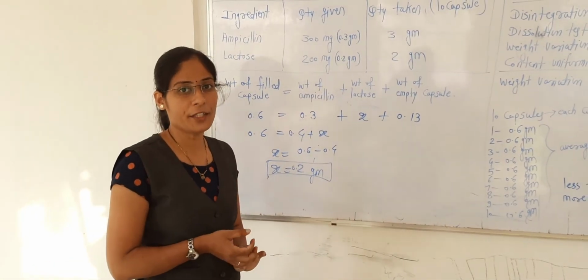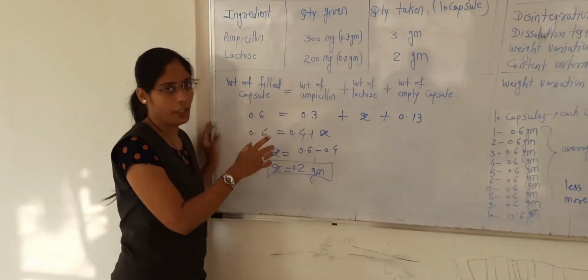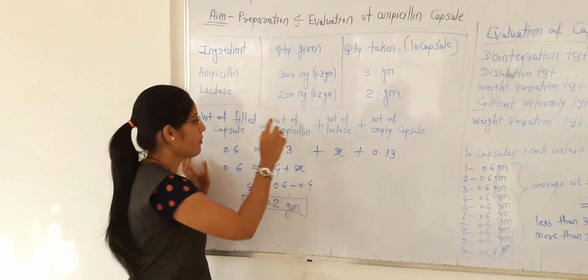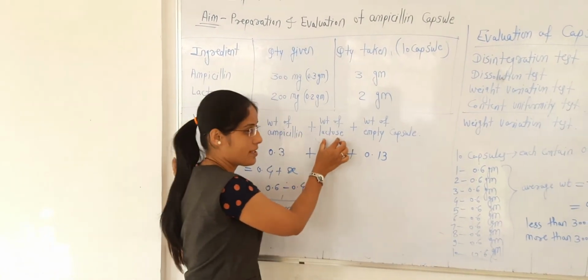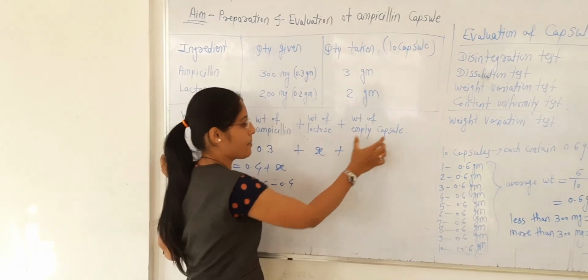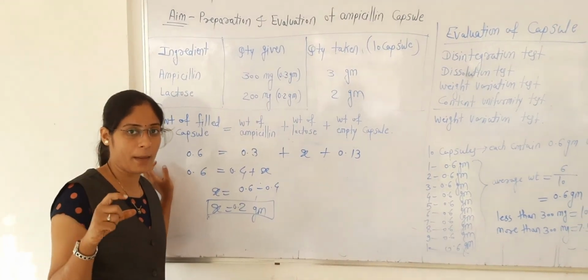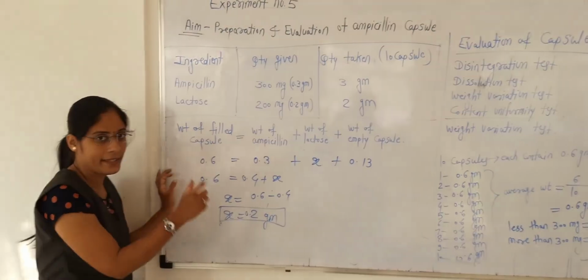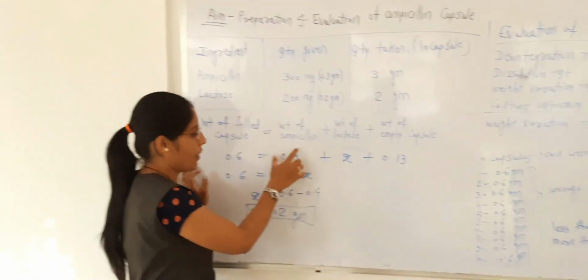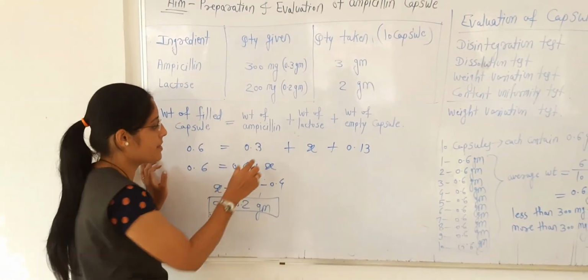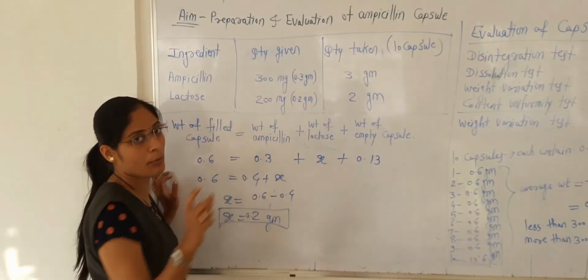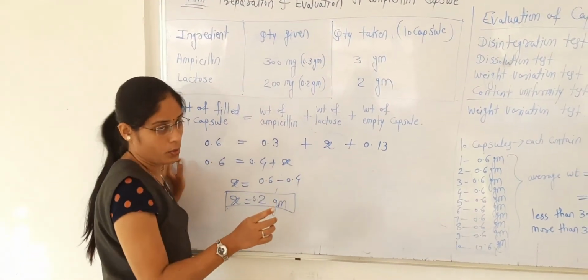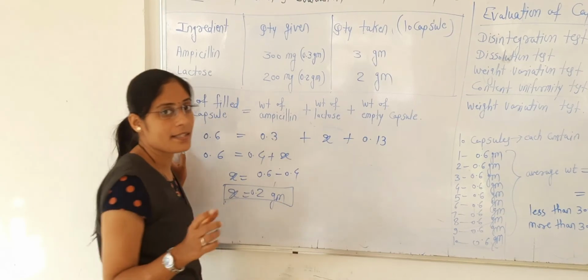After taking the weight of the filled capsule, we can use this formula. In this formula, one filled capsule contains ampicillin. Lactose is also present in that filled capsule, and the empty capsule is also present. Means in one filled capsule, ampicillin, lactose and empty capsule weight is present. So the weight of the filled capsule is 0.6 gram. The weight of ampicillin present in that filled capsule is 0.3 gram, because we use 0.3 gram ampicillin for one capsule. The weight of lactose is unknown, x, and the weight of the empty capsule is 0.30.